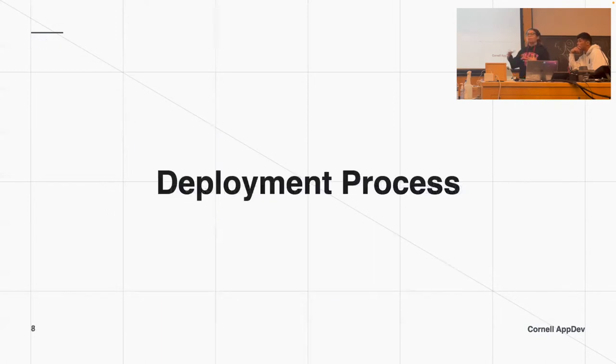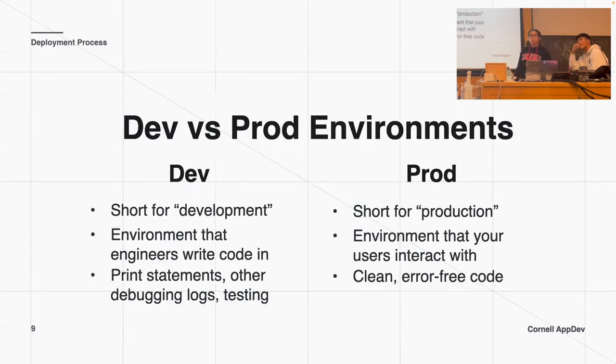So moving on to the deployment process. We're going to talk about dev and prod environments. The dev environment is short for development. This is the environment where engineers are actually coding. It includes all the debugging, the print statements, other logging, et cetera. This is the environment that is actively being used as engineers write code and develop.